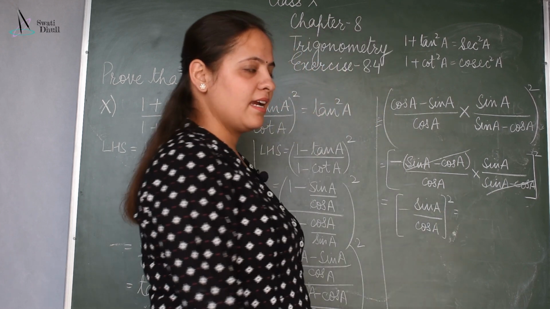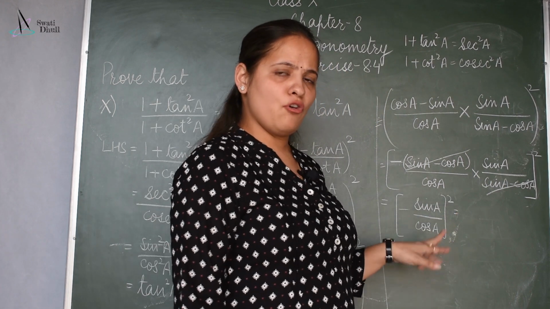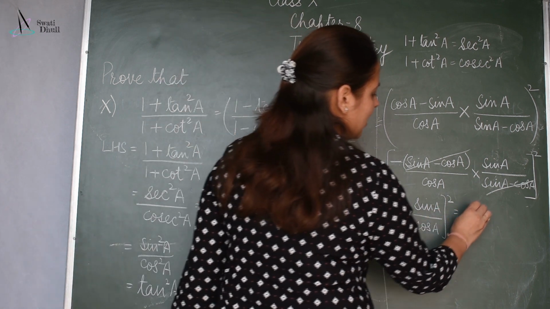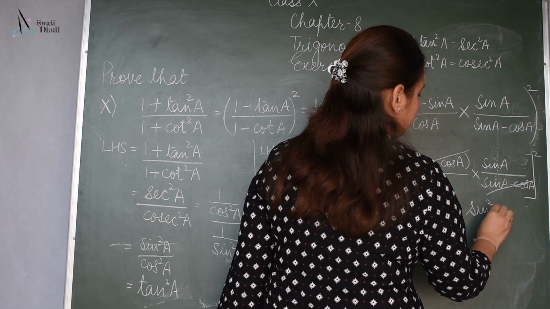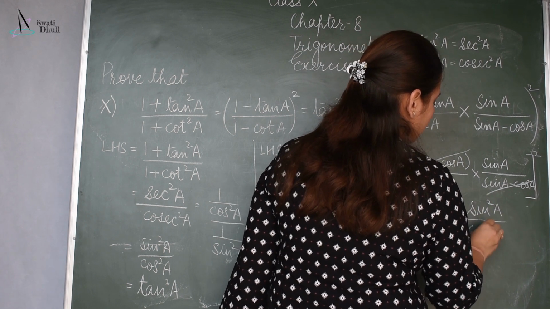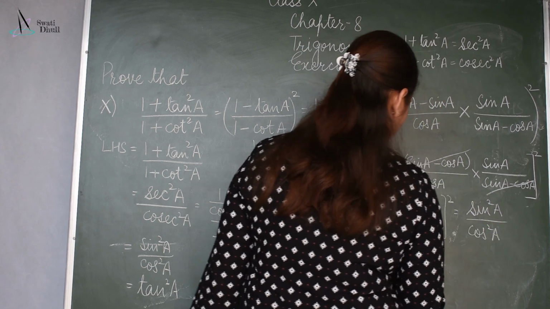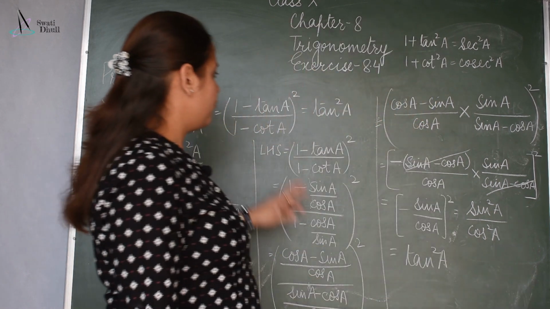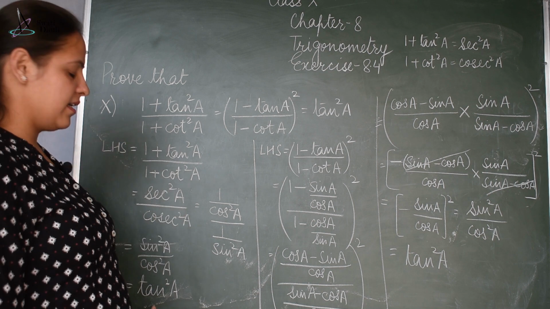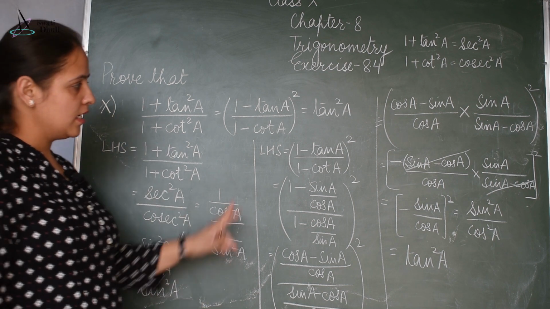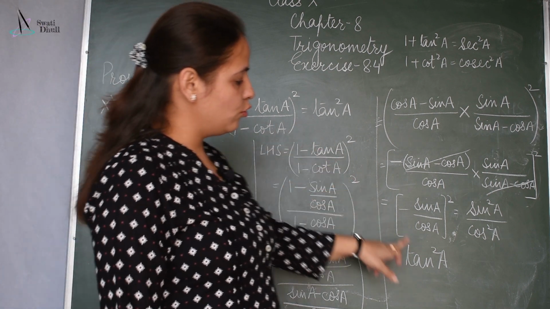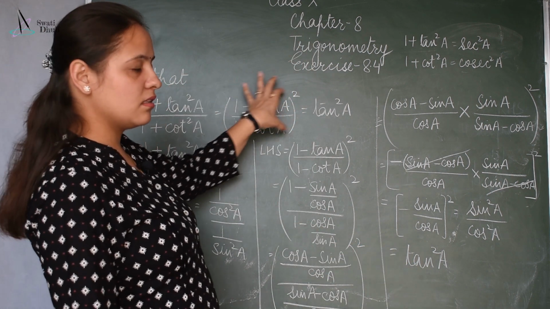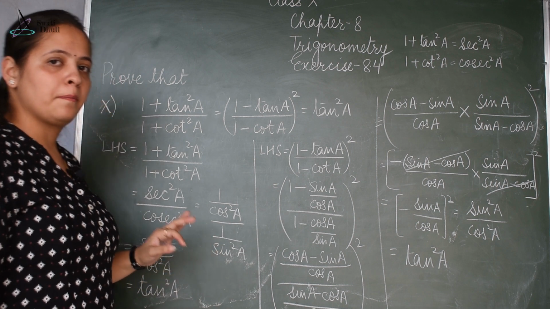If I take the square of a positive or a negative, the answer will always be positive. So what will I get here? Sine square A divided by cos square A, that is equal to tan square A. Now see, the first term we have already proved that it is equal to tan square A. This term I have already proved is equal to tan square A. That means this term and this term are equal to each other.